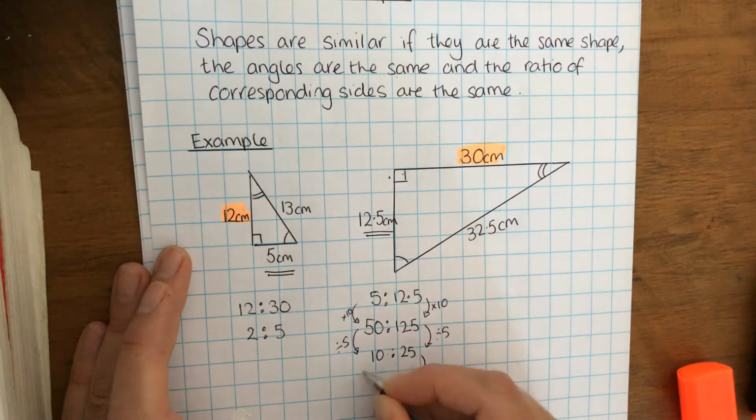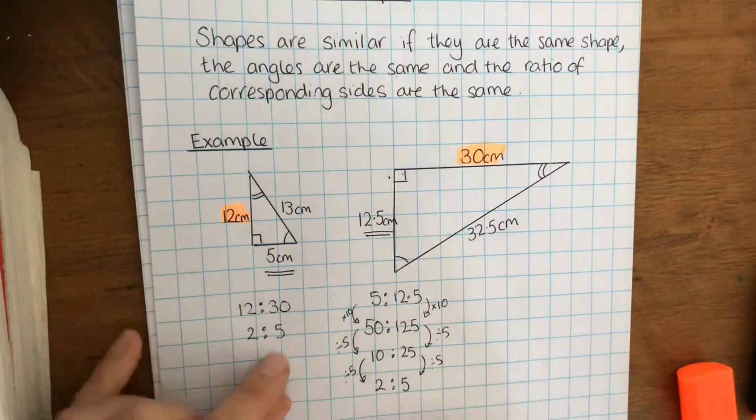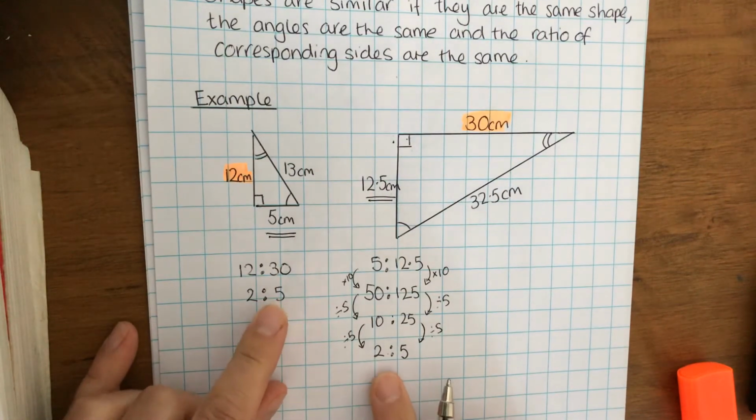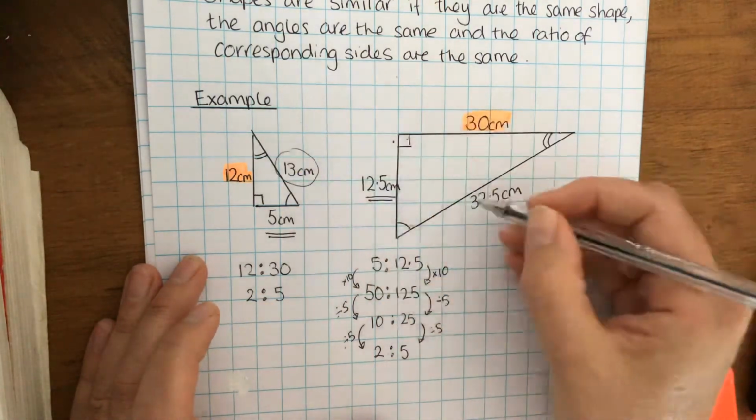And I can even simplify further by dividing by 5 again. How many 5s in 10? 2. How many 5s in 25? 5. So yes, they're in the same ratio, 2 to 5, 2 to 5. Let's have a look at the final one.